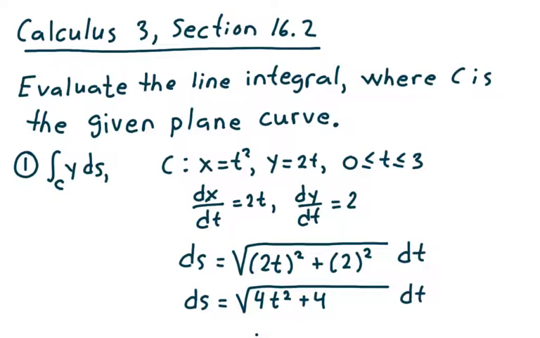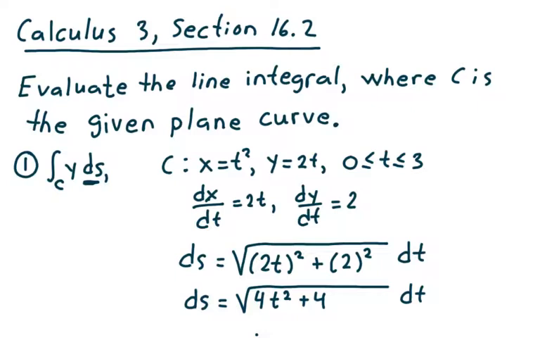On number 1, we have the integral over C of y ds, where C is the curve given by the parametric equations x equals t squared, y equals 2t, where t is greater than or equal to 0 and less than or equal to 3. So dx/dt is equal to 2t, and dy/dt is equal to 2. We're going to need that in order to calculate ds.